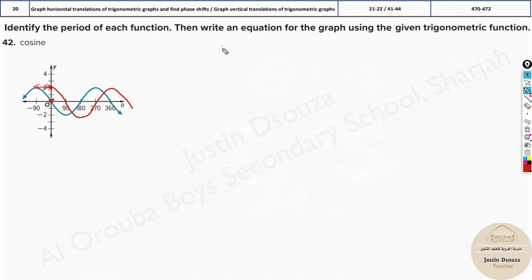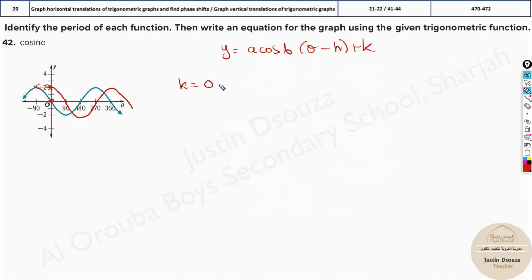First, let's write the equation. No matter what, we'll write the equation. Y is equal to A cosine B theta minus H plus K. And then what we do is we will start by one. The easiest ones are midline and amplitude. So midline K is equal to 0.